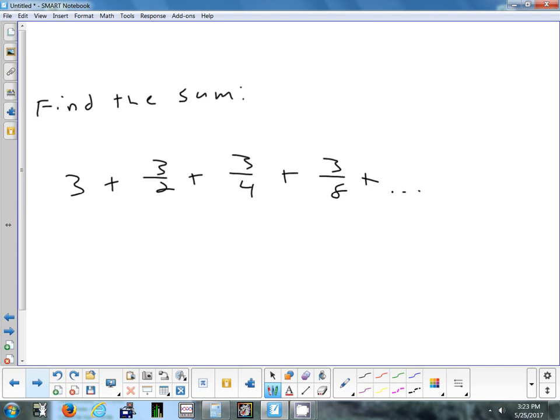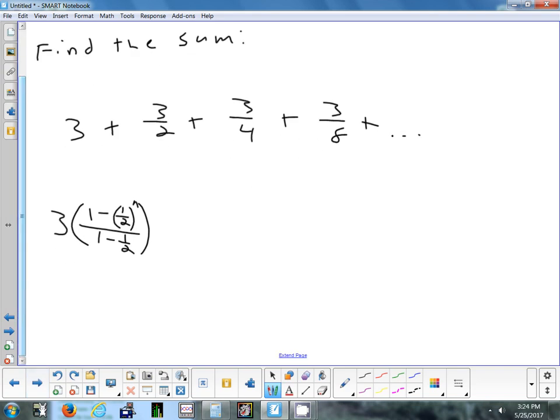It starts with a1 times 1 minus r to the n, all over 1 minus r. So perfect. What's r in this case? Yep, 1/2. Now that's the formula for finite. So if I asked you what you would get if you added up the first 4 terms, what would you plug in for n? Yeah.